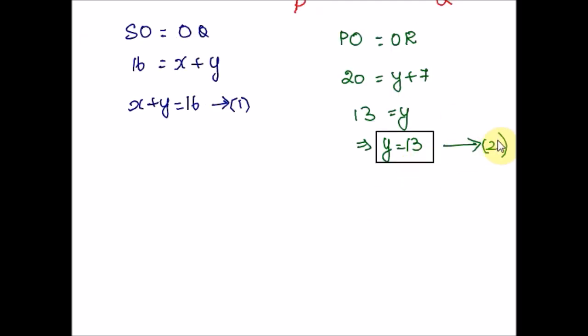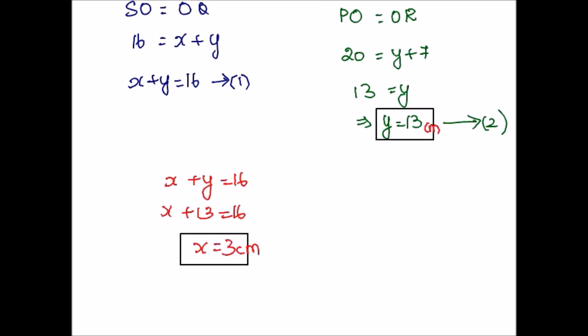Substitute equation number 2 in equation number 1. That is, I am going to replace y by 13 and solve for x. Subtract both the sides by 13. Hence, we have the x and y values. Hope you are clear with this example.